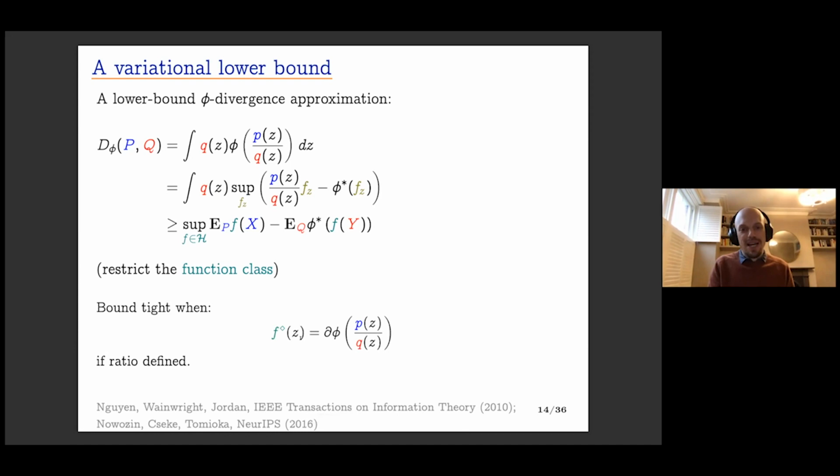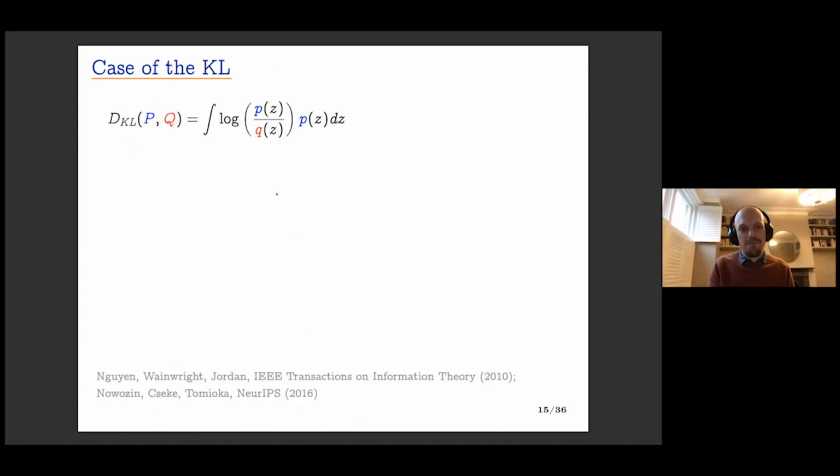When is this bound tight? Well, the bound is tight when f is equal to the gradient of phi at p to q. As long as the ratio of p to q is defined, then f diamond, the f that maximizes this lower bound, is the derivative of phi evaluated at p on q. So this is the lower bound form of the phi divergence. Let's see how it applies to KL. Here is my KL: log p on q, integral over p dz.